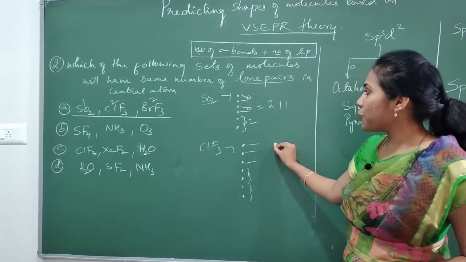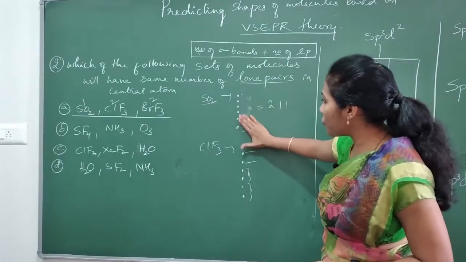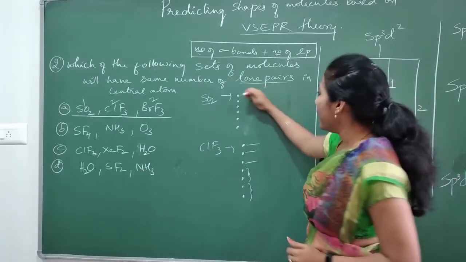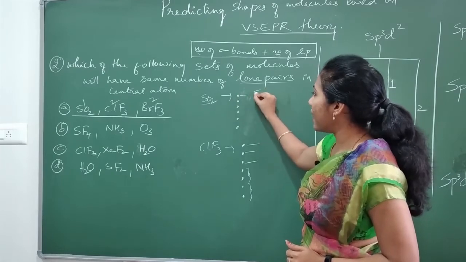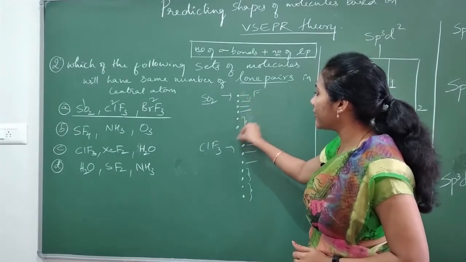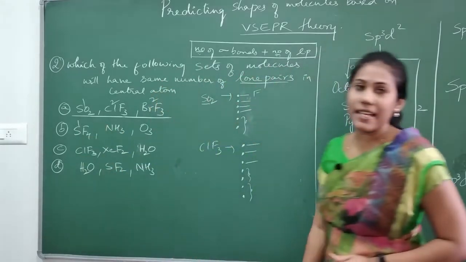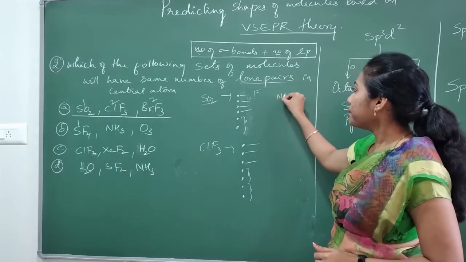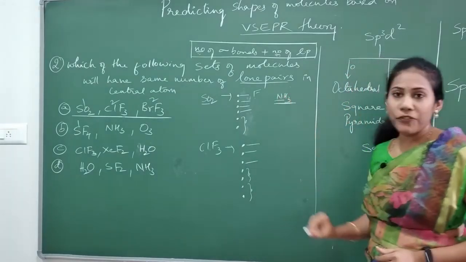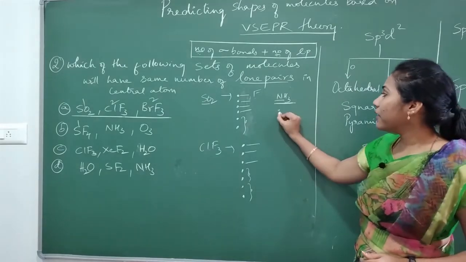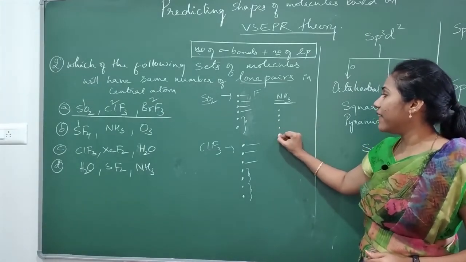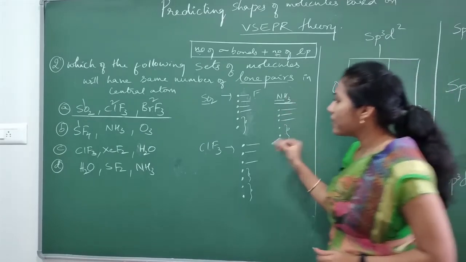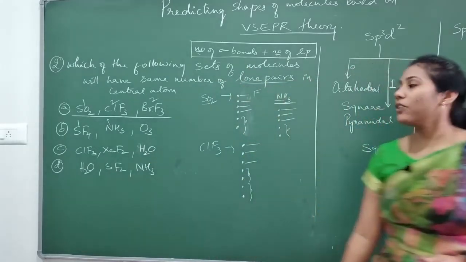SF4, sulfur belongs to the 16th group and it's having 6 valence electrons. And how many bonds are there? Second bond, third bond, fourth bond. That is 1 lone pair is there on SF4, isn't it? 1 lone pair. And ammonia, N belongs to the 15th group, right? And 5 valence electrons, 1, 2, 3, 4, 5. 3 sigma bonds will form. So how many lone pairs? The remaining is 1 lone pair on nitrogen.